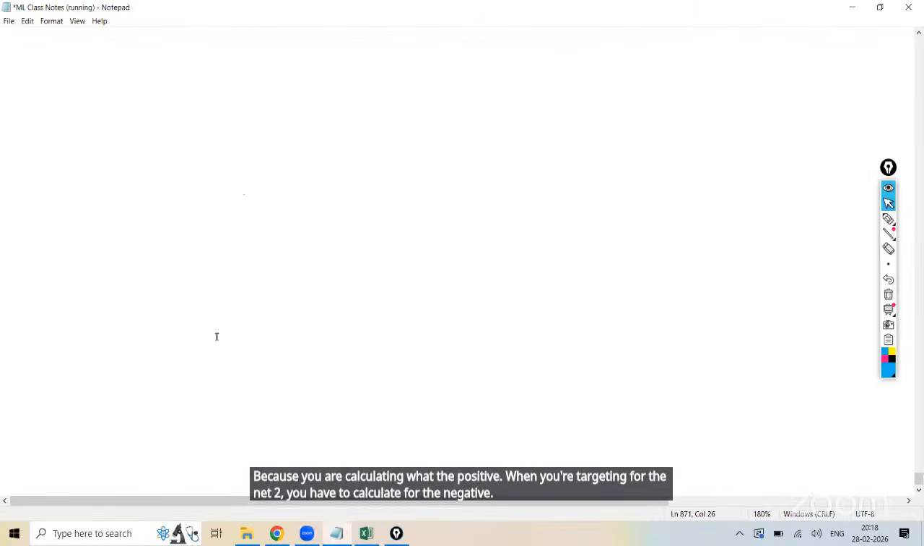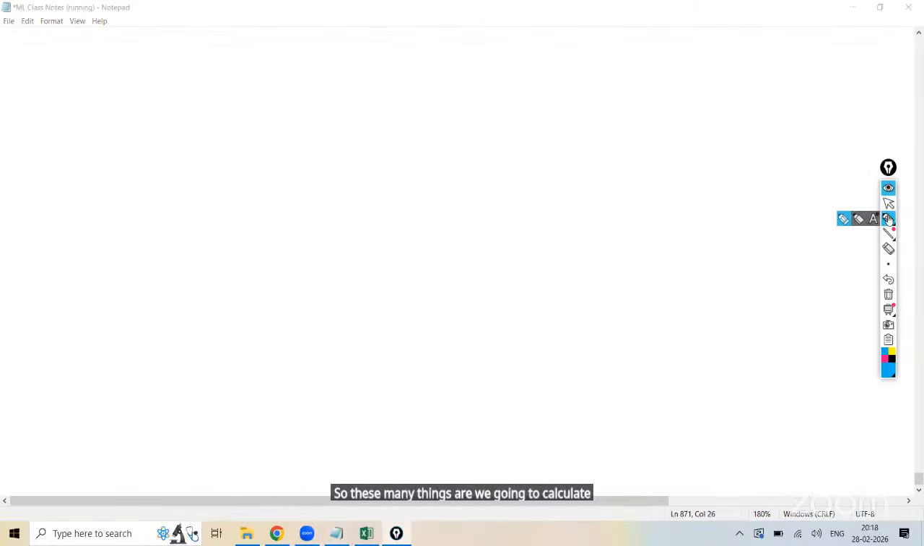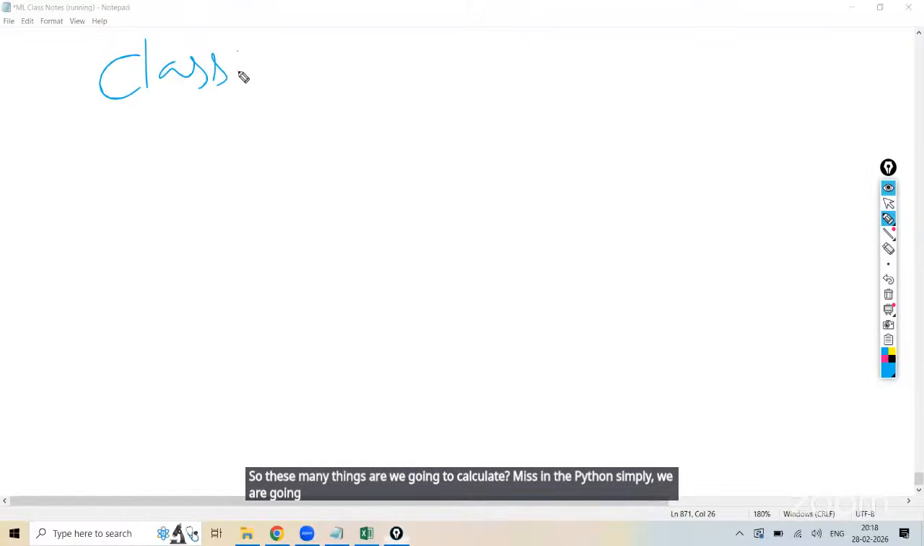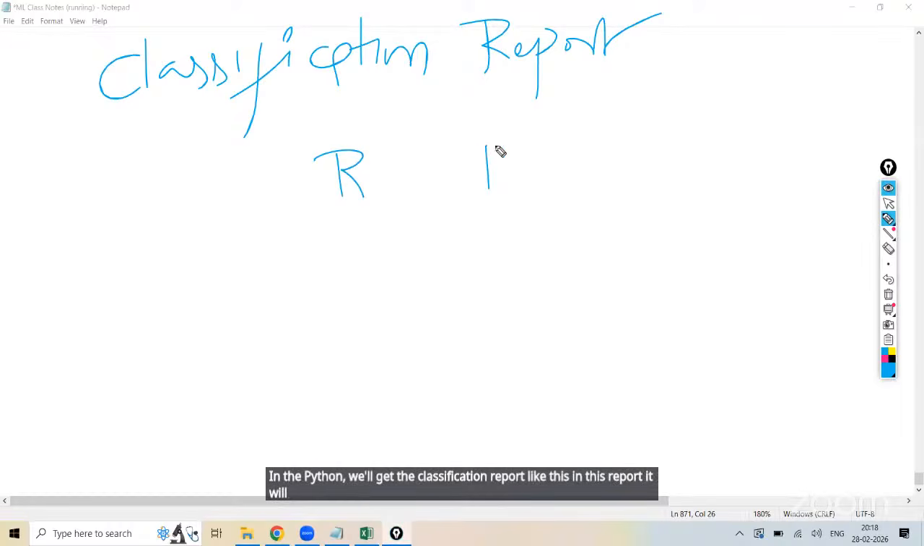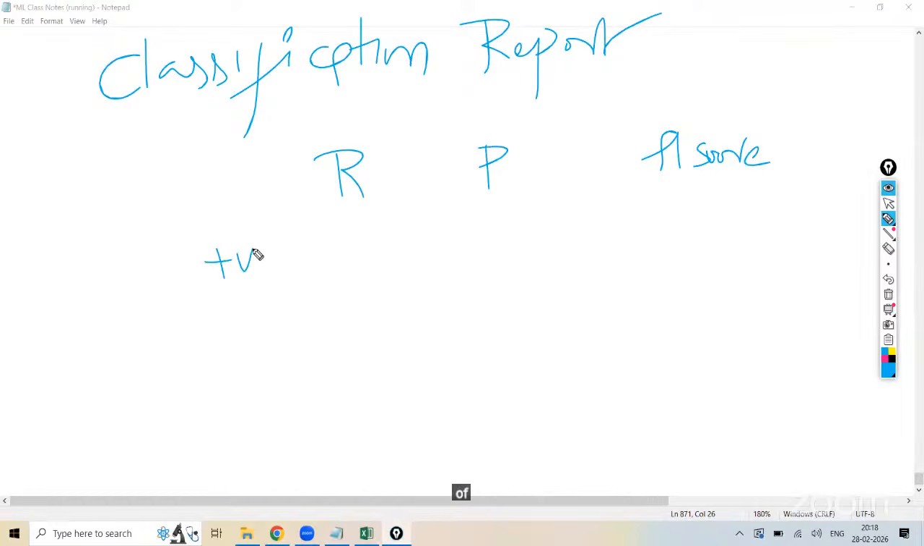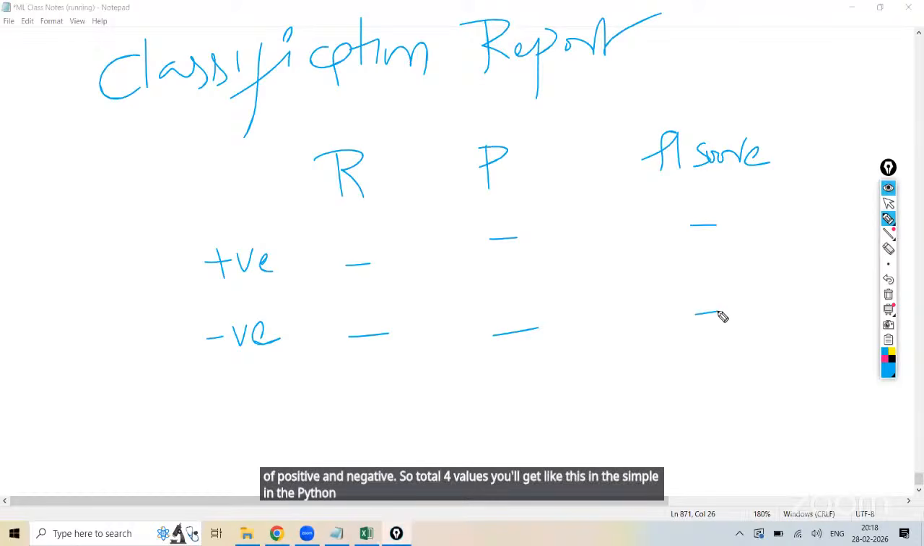Sir, are we going to calculate all these things, miss? In Python, we simply get it by using one concept called the classification report. In Python, we'll get the classification report like this. In this report, it will show recall, precision, and F1 score of positive and negative. So in total, 4 values you will get in Python. Python code is very simple.